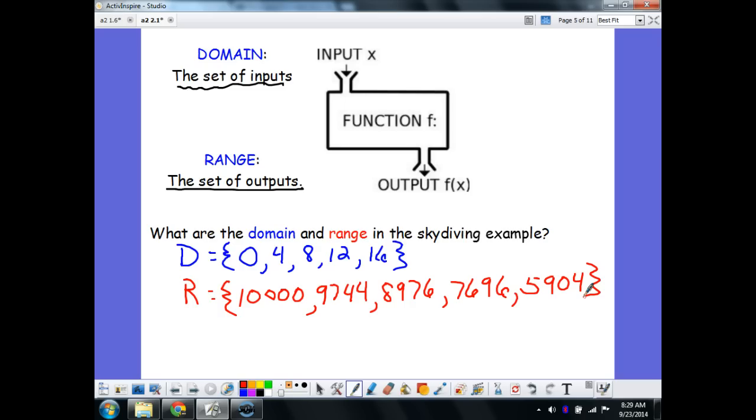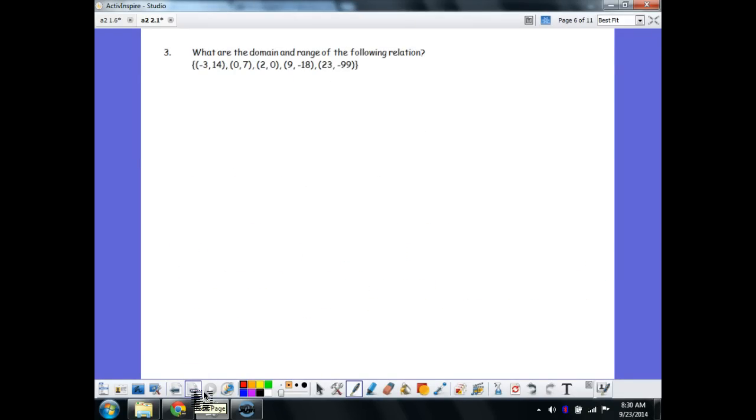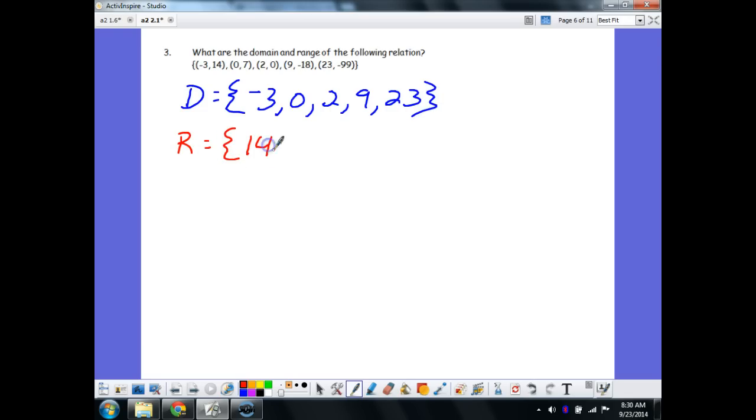So again, the domain is a list of inputs or x values. Range is the list of outputs or y values. So one more example that's on your worksheet. In the examples, the domain and range of this relation, the domain, again, is just a list of x coordinates. So the -3, 0, 2, 9, and 23. And the range is a list of y coordinates. 14, 7, 0, -18, and -99.